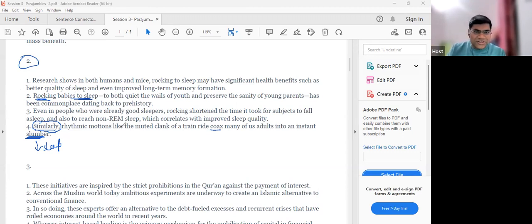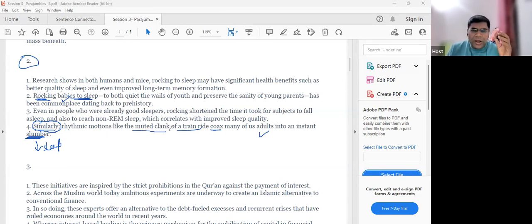Similarly, rhythmic motions like the muted clank of a train ride coax many of us adults into slumber. So babies go to sleep because of rocking. Similarly, the motions of the train also put us to sleep. Now, one thing you have to be very, very careful about. When you don't understand something, you don't worry about it.